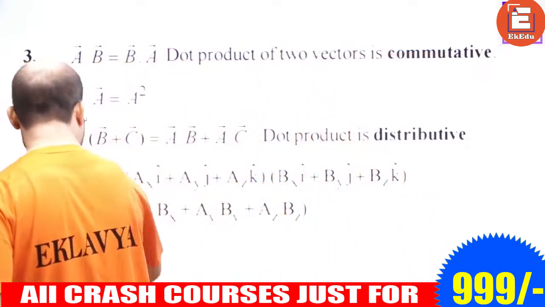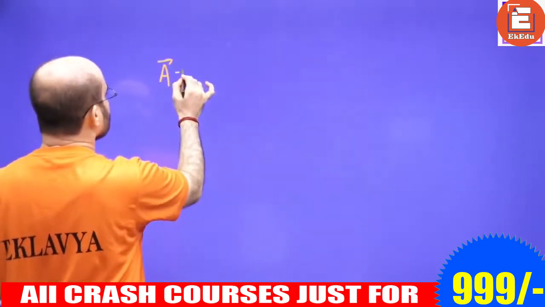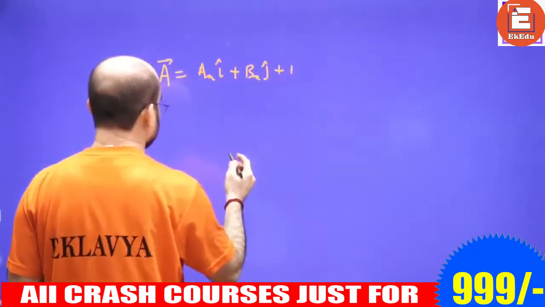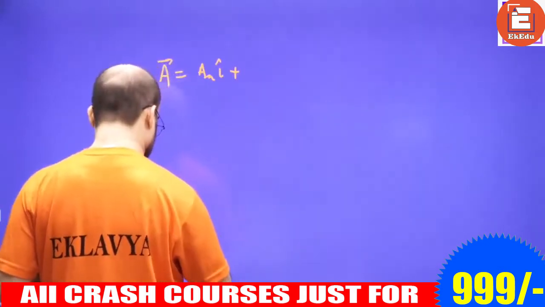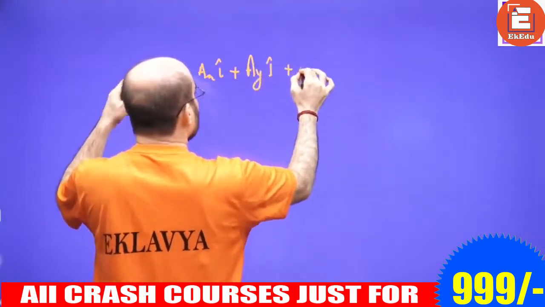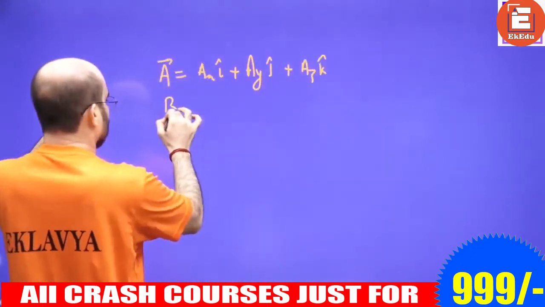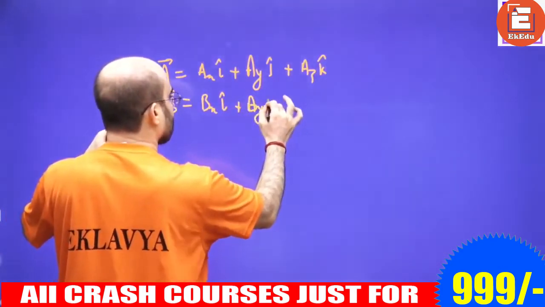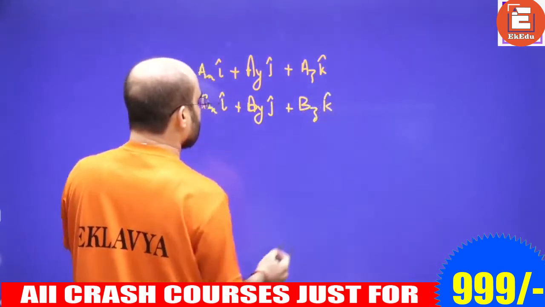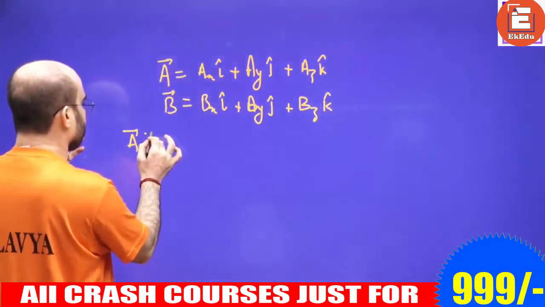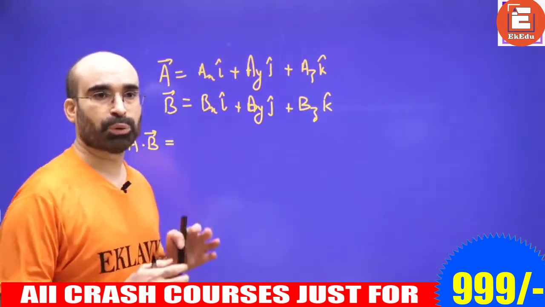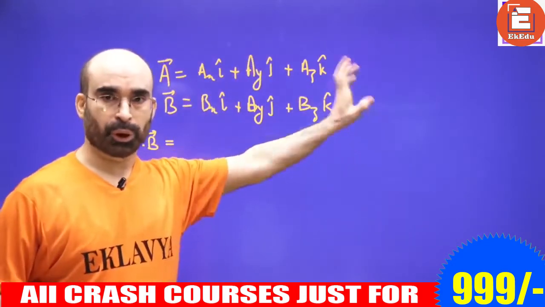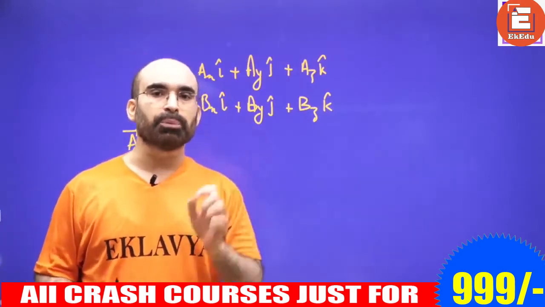Just have a look. If you have vector A as AX I cap plus AY J cap plus AZ K cap, and vector B is written as BX I cap plus BY J cap plus BZ K cap, then A dot B, mind it, be very careful in this. A dot B, what will you do? If you multiply this, what will happen? There would be 9 terms.